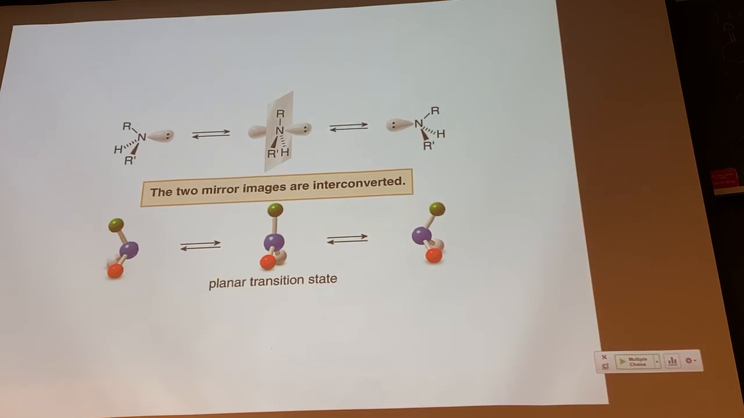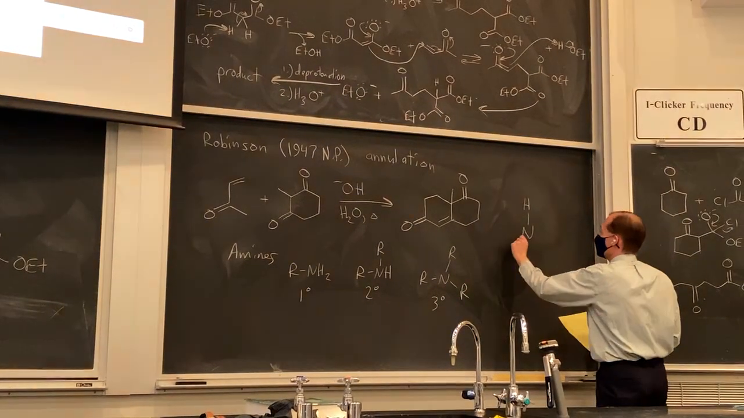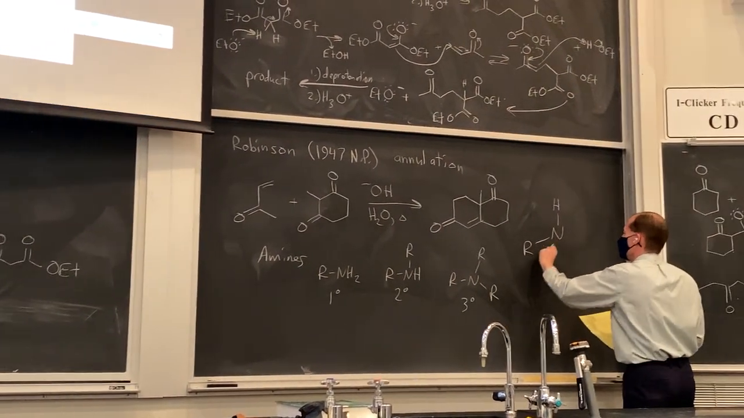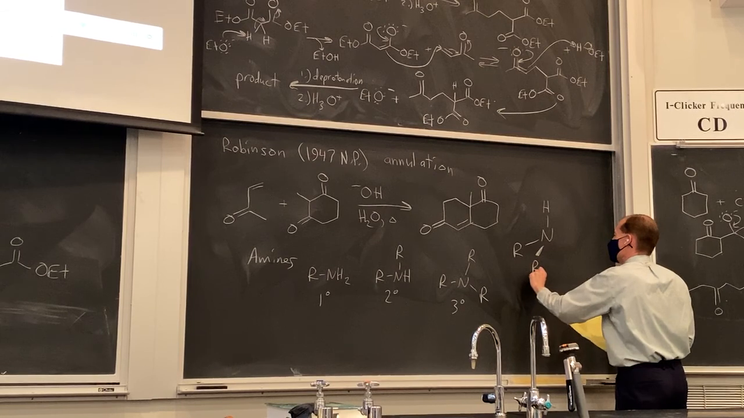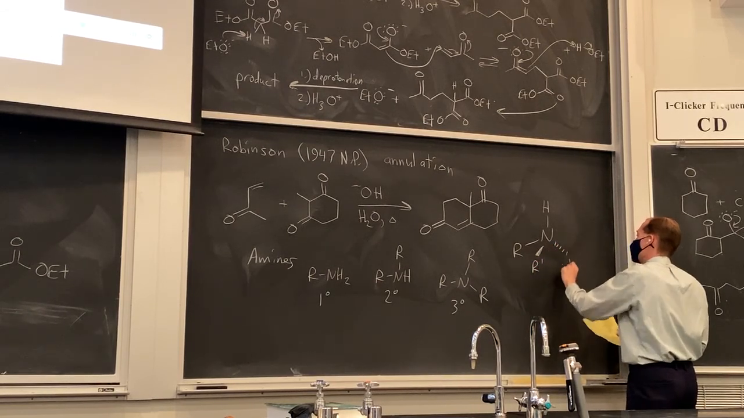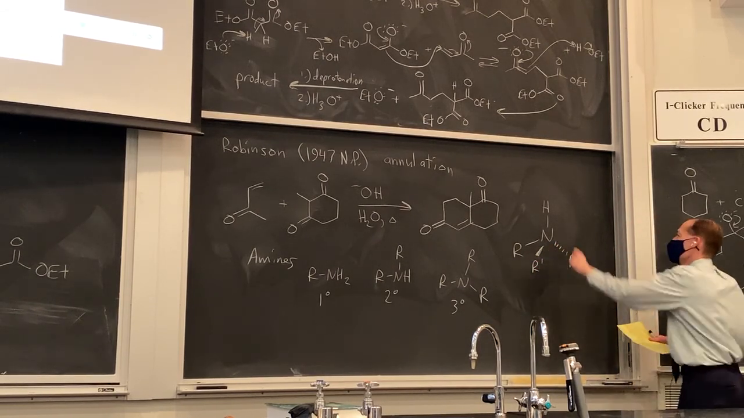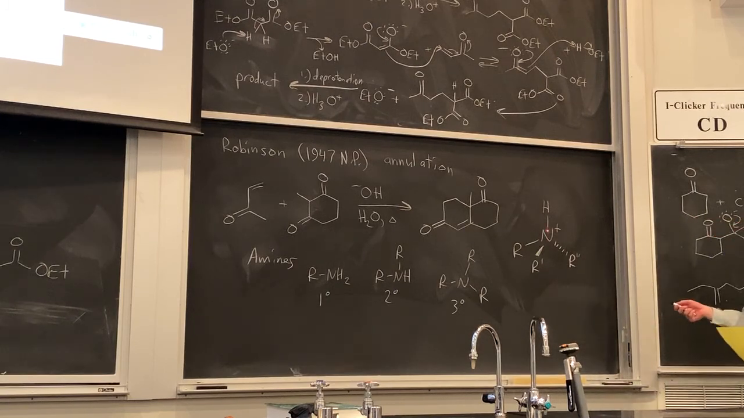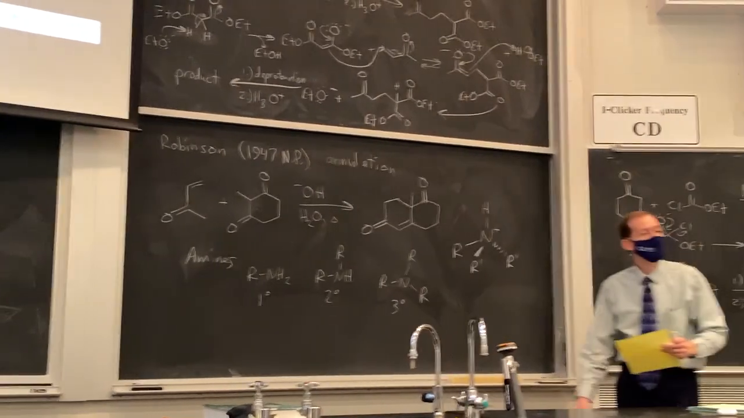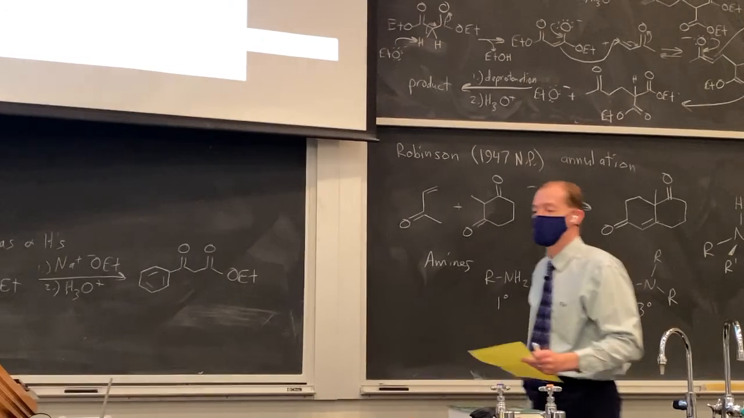The only stereocenters we find on nitrogen are ammonium ions. So if we protonate an amine, and we make an ammonium salt of that amine, now we no longer have a lone pair on the nitrogen, and this can be a stereocenter. We'll stop there, continue with amines on Friday.